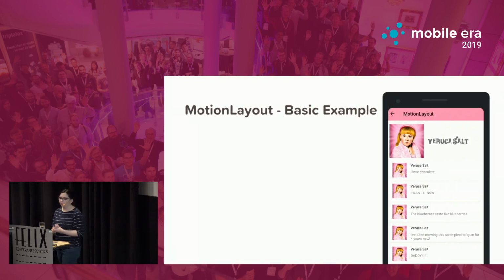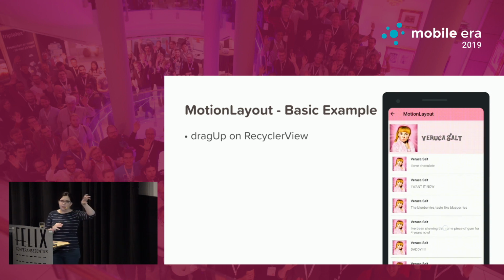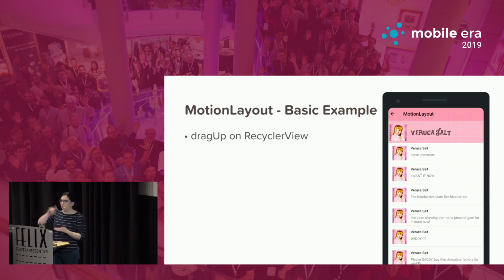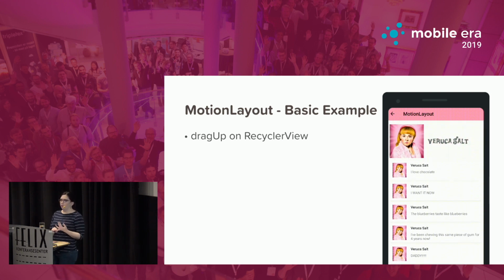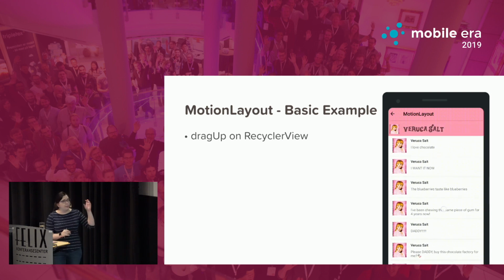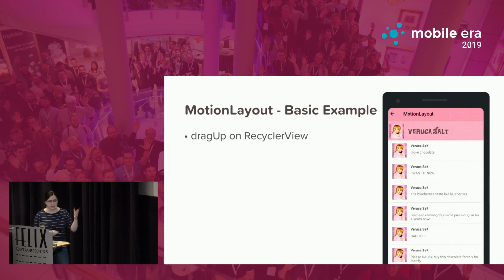So this is a basic example of the MotionLayout, of how to use it. I like to think of this as like a Twitter or some kind of social media clone, where there's a bunch of tweets and the profile pictures at the top. And normally when you drag up on that RecyclerView, that profile picture disappears or gets a bit smaller and animates, and so you get a little bit more screen space. So this is easily achieved in MotionLayout by using the drag up action. And we'll have a look at the MotionScene of how this layout is created.